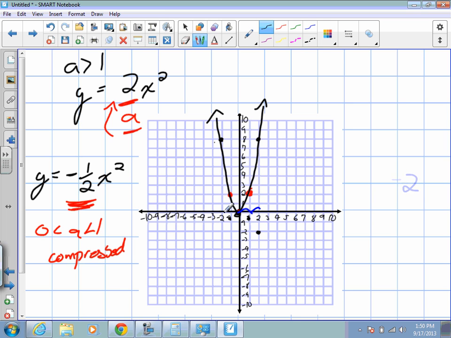I'm going to jump, instead of doing 3, we're going to use the value of 4, just because it'll be an easier one to multiply by. So I go back to the vertex. I go over 1, 2, 3, 4 units. What's 4 squared? Times negative 1/2. Negative 8. So we go over 4, 1, 2, 3, 4, and we go down 8 units. Okay, over 4, down 8 units. And you'll notice this is a little wider than the parabola we have above. This one has been compressed compared to our other value.